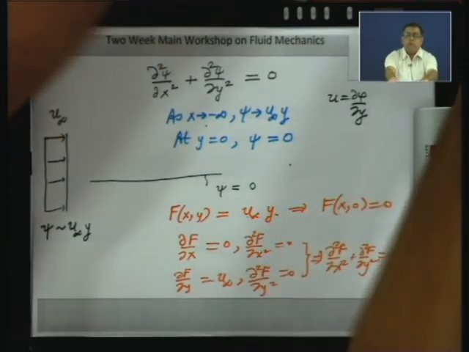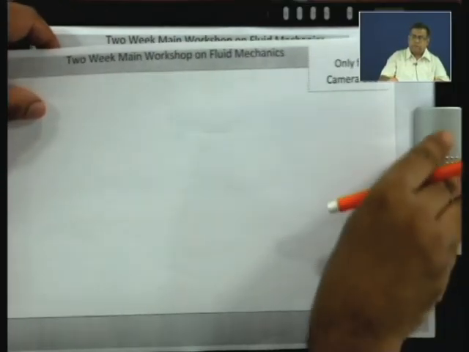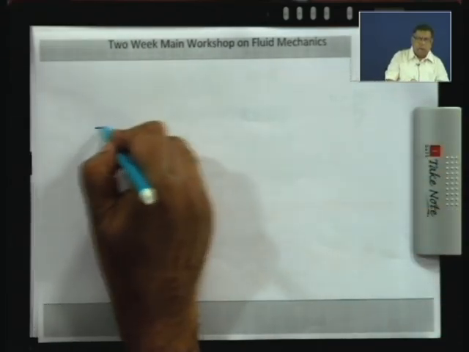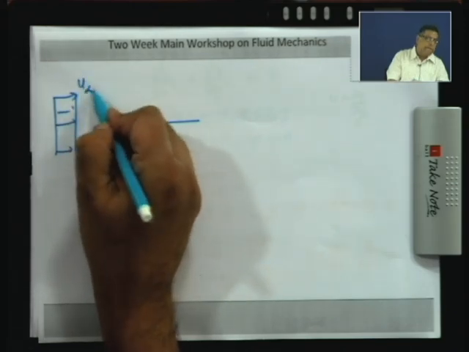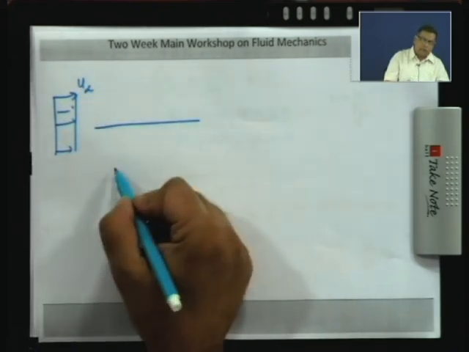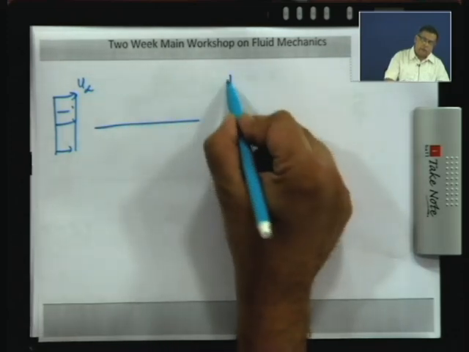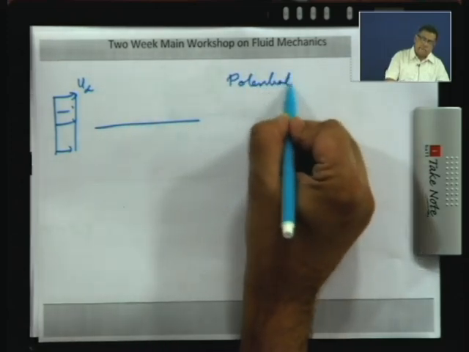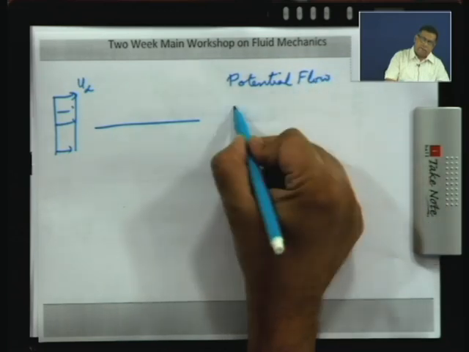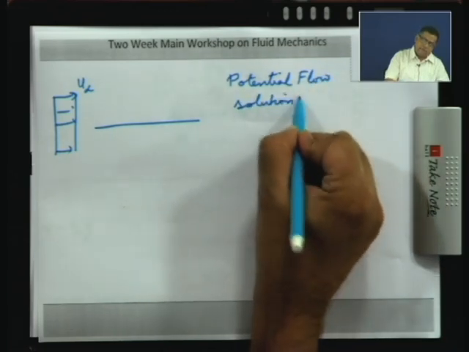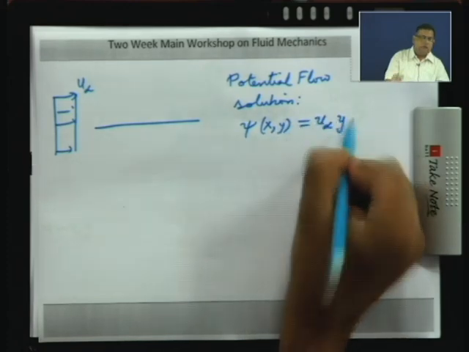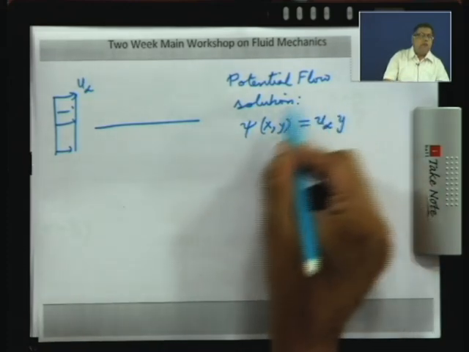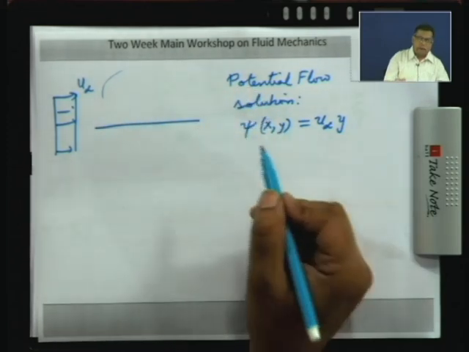So, the potential flow solution for the flat plate. If this is your plate and the upstream flow is a uniform flow, then you have the potential flow solution in terms of the stream function, this is equal to U infinity y. This is now holding for all points in the outer region.